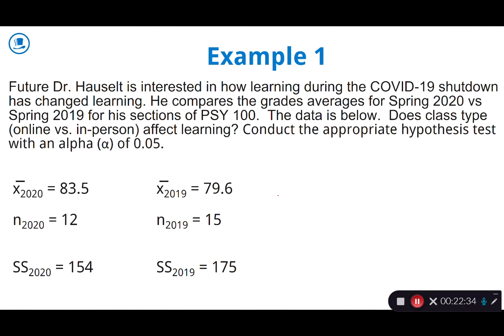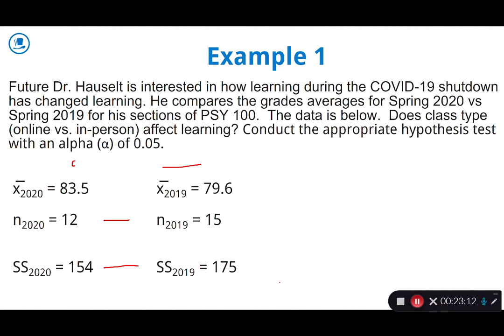Here's the example. Suppose my future self is interested in how the COVID-19 shutdown has changed learning. So I compare the grade averages for spring 2020 versus spring 2019. I keep the spring semesters constant, right, for my sections of Psych 100. The data is below. Now, what is the data? I've got sample means for 2020. I've got sample means for 2019. X bar, X bar. I've got n's for each sample, and I've got sums of squares for each sample.